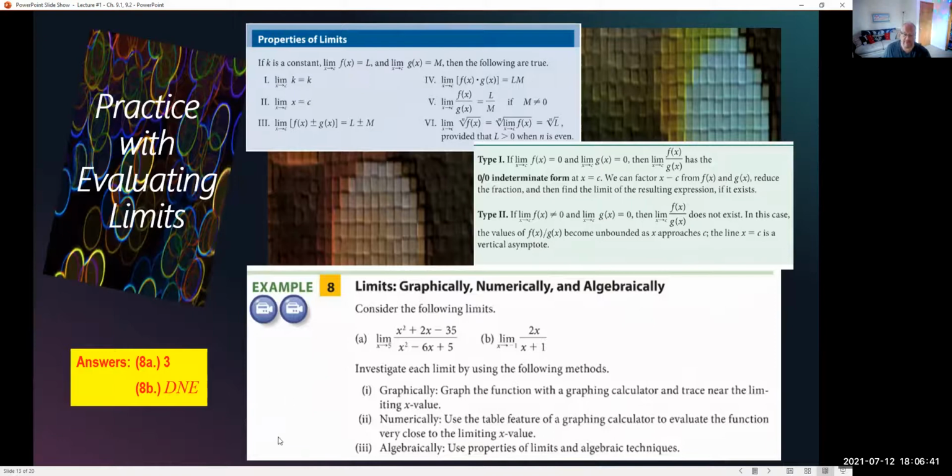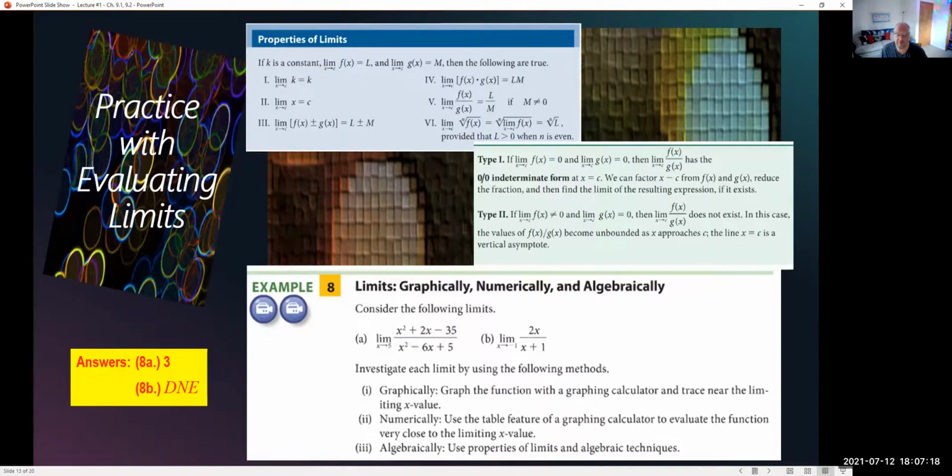So for part A, if we were going to do this with graphing, I would type this entire thing in, this whole function, x squared plus 2x minus 35, etc., right into Desmos and look at the graph. Looking at the graph, I should be able to tell that the limit at x equals 5 is 3. If I was going to do part A numerically, I would use a table and get numbers like 4.9, 4.99, 4.999, and then 5.1, 5.01, 5.001, and carry on with that for part A. If I was doing it algebraically, I might factor it and see what cancels out.